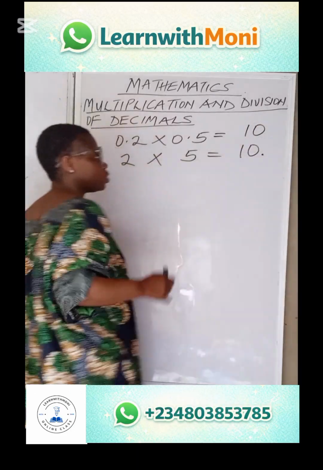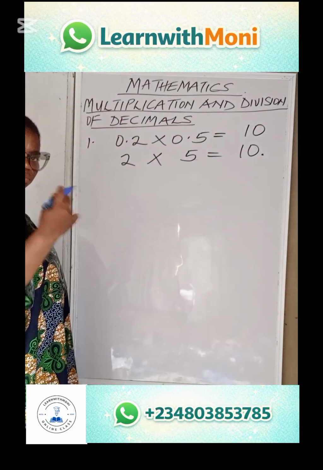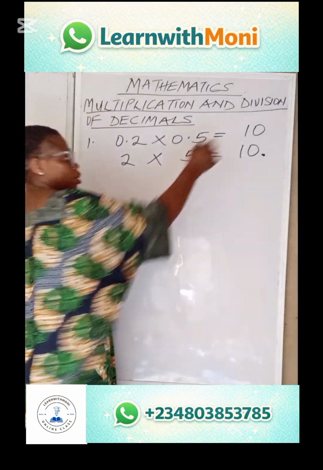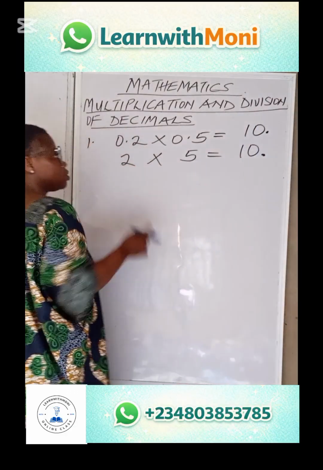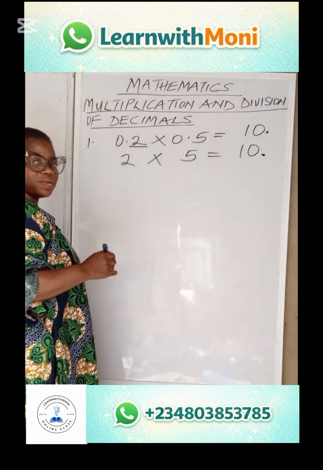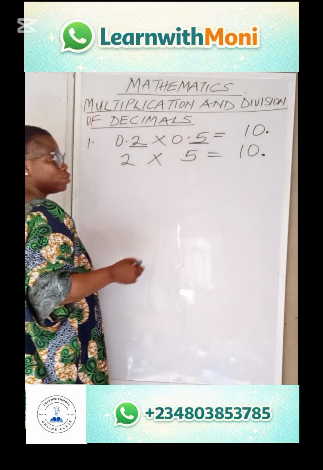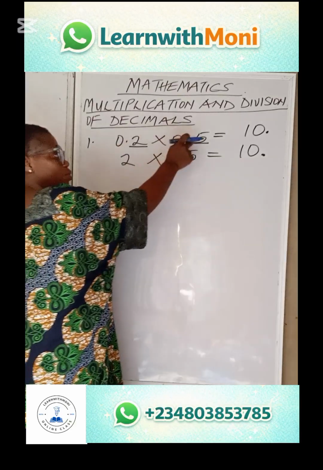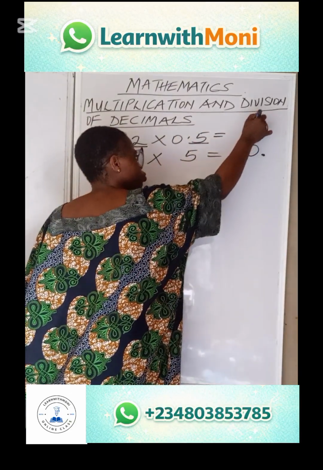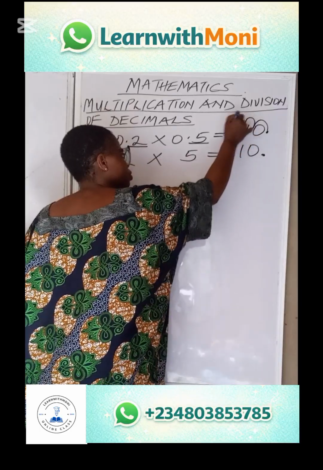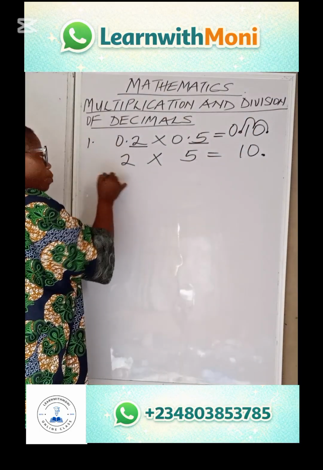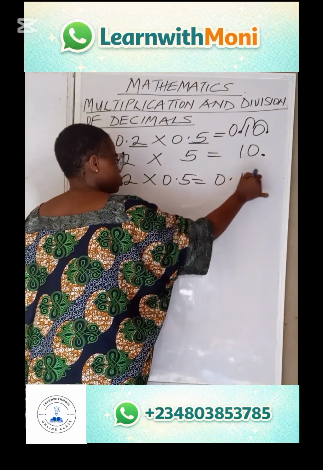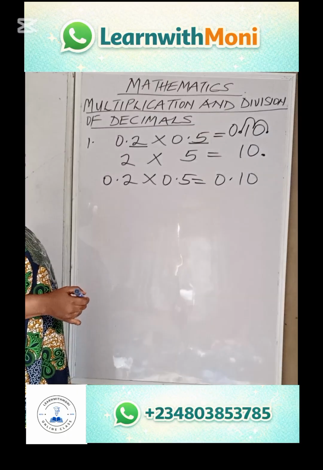Of course, for a 10, you know the decimal point is at the back of your unit. This is my unit, the 0. So I'm placing my decimal point at the back of the unit. But because I have one decimal place here and one decimal place here, I'm going to move the decimal point to the front 2 times. One decimal place here, one decimal place here, and we'll move it to the front 2 times. So that my answer for 0.2 times 0.5 is now 0.10. I hope we understand that.